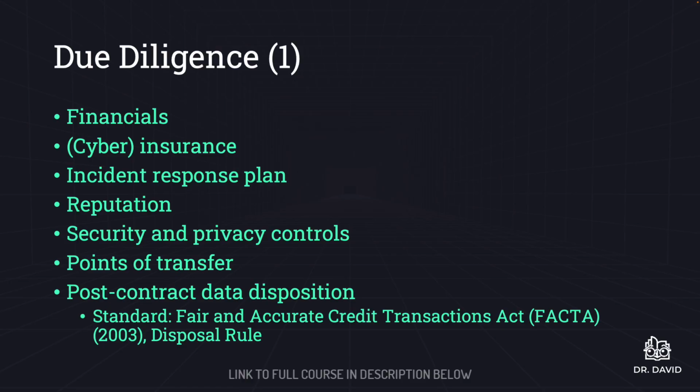The first rule is the red flag rule. You don't need to know that right now, so don't worry about that one. What you do need to know about is the disposal rule, and that's all you need to know. You need to know about the FACTA disposal rule, and that this is a standard for post-contract data disposition. In short, the disposal rule just outlines the different actions that need to be taken in order to prevent unauthorized access of disposed data.